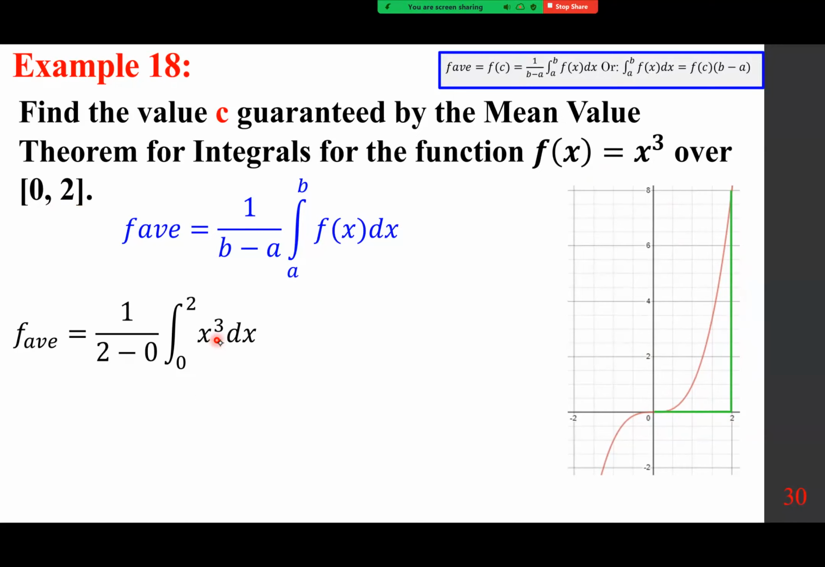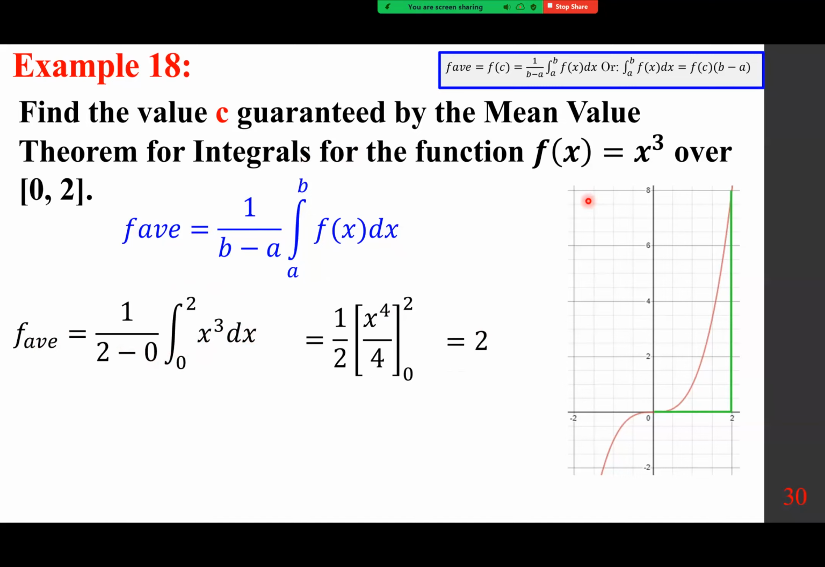This becomes 1/4 x to the power of 4. If you plug in 2 to the power of 4, 16, divided by 4 is 4, times 1/2 is 2. So the f average is 2. Please understand it means 2 times this is this one, which is the area under the curve. So f average is 2. So what is this equal to? 2 times 2, 4.